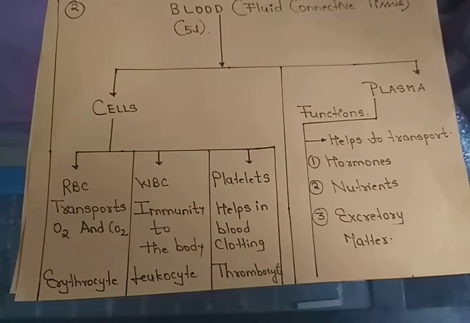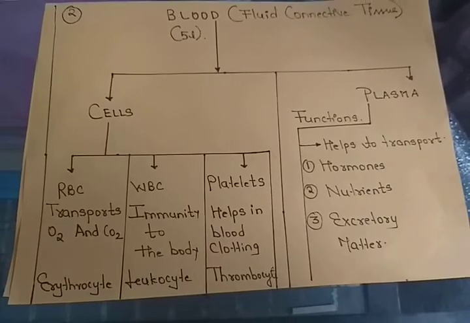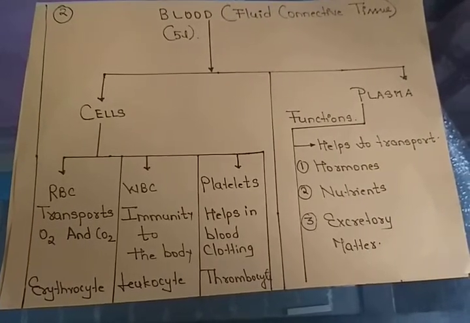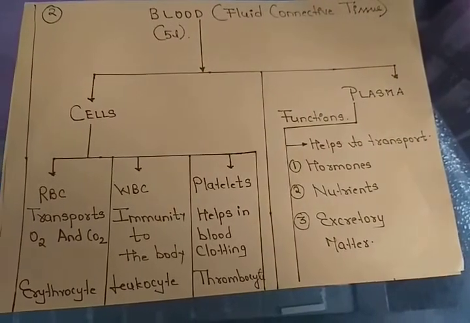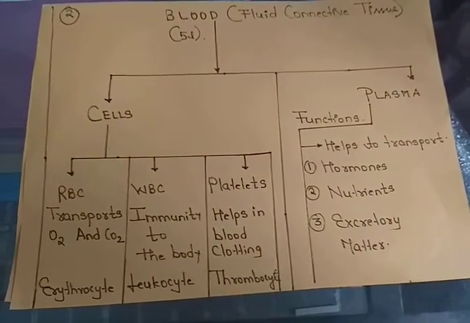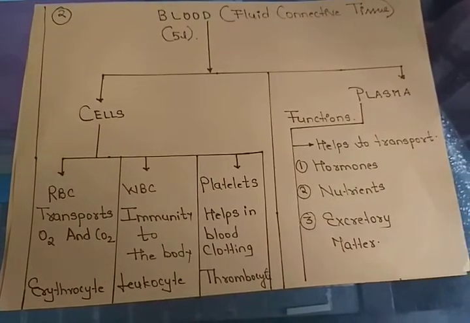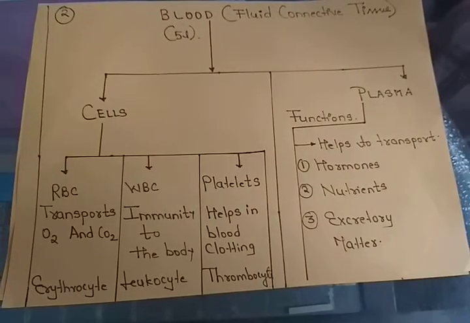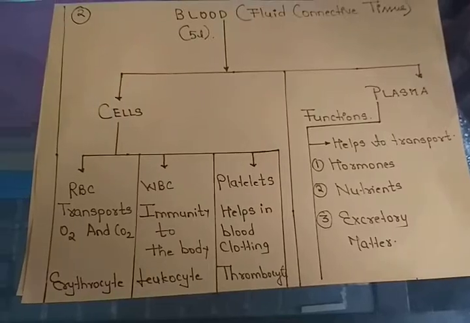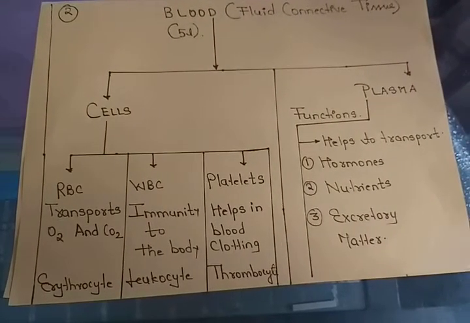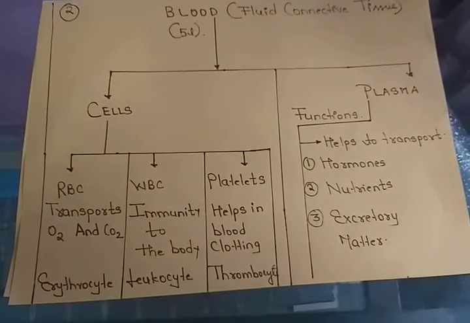Okay, it is a fluid connective tissue because it contains a fluid medium which is called plasma. And in this particular fluid medium called plasma, the cells are suspended. Okay, now as far as the plasma is concerned, it is a yellow colored or a hay colored fluid which helps in transportation of food, carbon dioxide, nitrogenous waste, in the dissolved form. It also helps in the transport of hormones, nutrients.